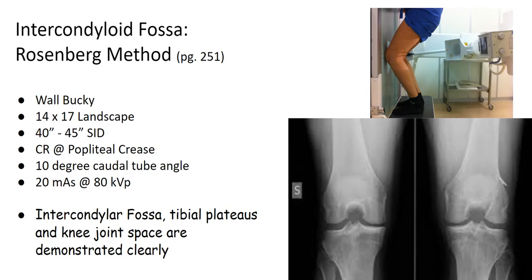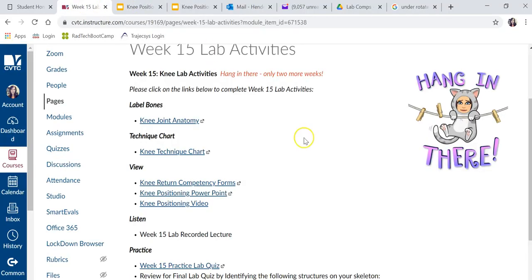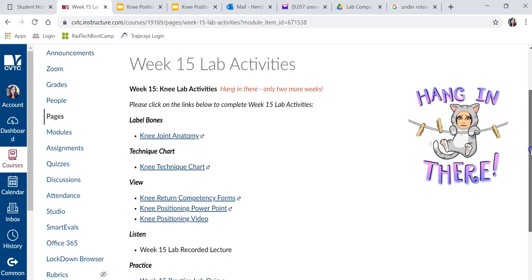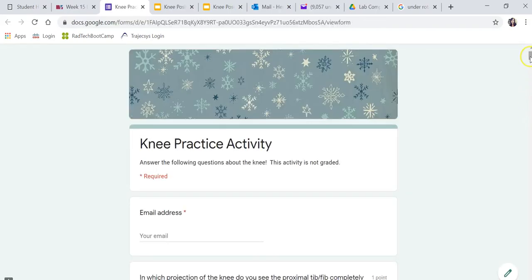Okay, so let's exit right out of here, and let's go back to our Canvas page. Continuing down on our page, you can notice I've provided some practice activities for you. There is a practice lab quiz, and let's just take a quick peek at that.